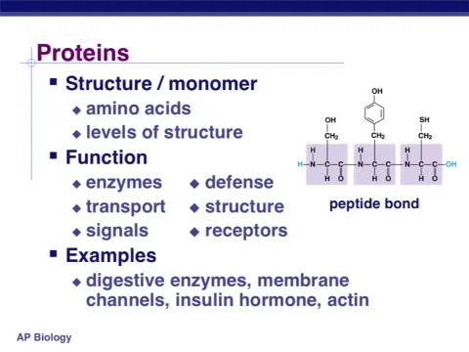Next are proteins. They do have a monomer. Their monomers are called amino acids, and in terms of structure, they're the first macromolecule that has levels of actual structure. So they're truly three-dimensional molecules. They function in pretty much anything and everything you can think of in your body, from speeding up reactions in the form of enzymes, to transporting and carrying things around, to acting as signal molecules, to helping with your defense in the form of antibodies, helping with actual structural components and acting as receptors. Examples would be some of our digestive enzymes, proteins that are found within your actual cell membrane called membrane channels, and insulin and actin fibers, which are found in your actual muscles, and they help with movement.